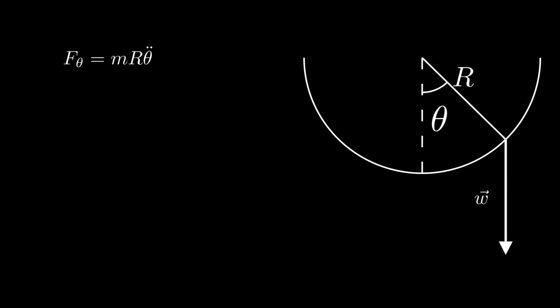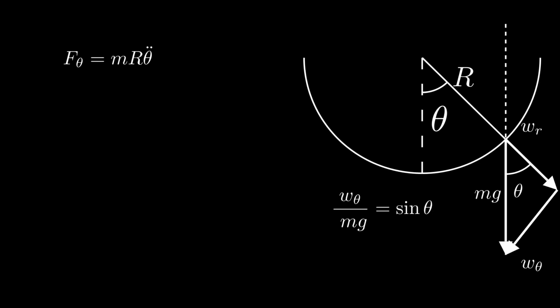Next, we'll need to find the component of the gravitational force that acts in the angular direction. To do this, we'll break down the force into its two components. I'll also rewrite W as mg, which will come in useful in just a second. Since the radial and angular forces are perpendicular, we now have a right triangle with mg as its hypotenuse. If we draw a vertical line through mg, we can clearly see that the angle close to the half-pipe is exactly the same as theta. This means that the sine of theta is equal to the angular component of the force divided by mg. By multiplying both sides by mg, we find that W sub theta is mg sine theta.